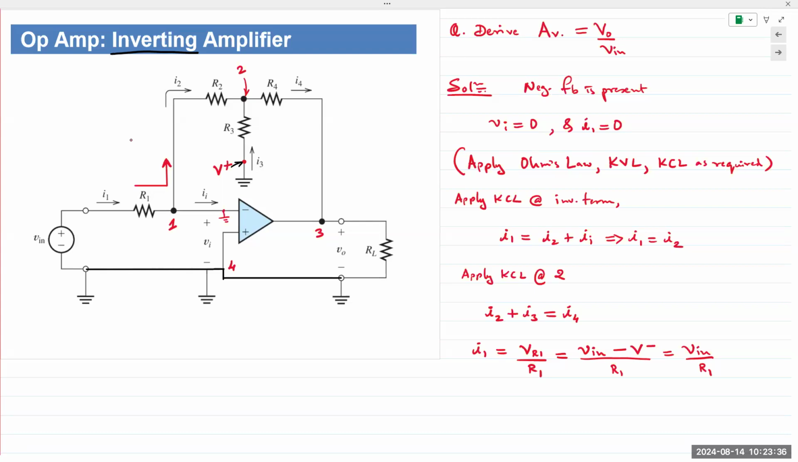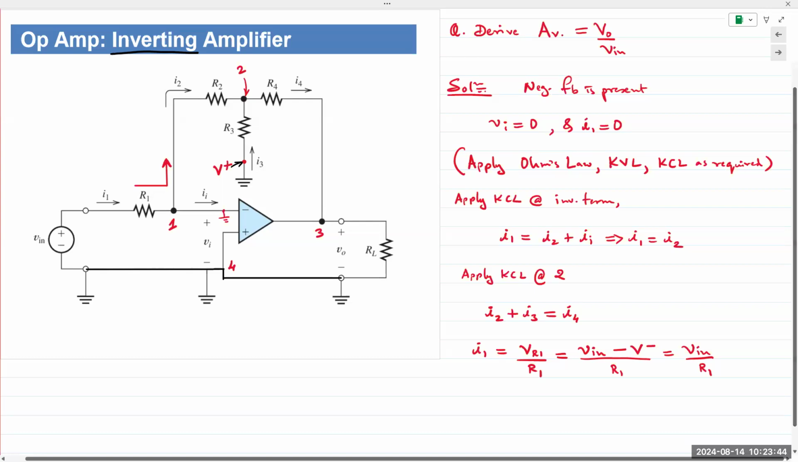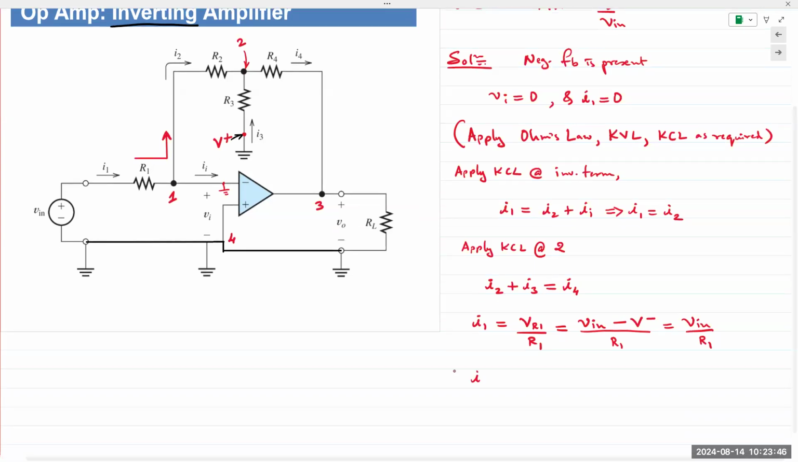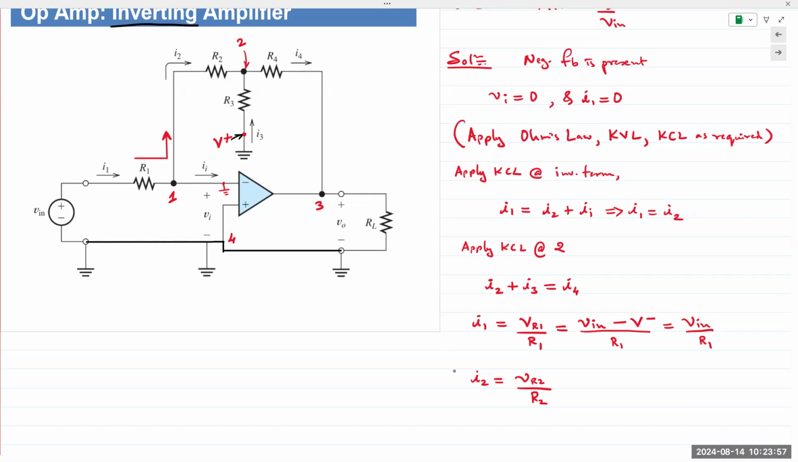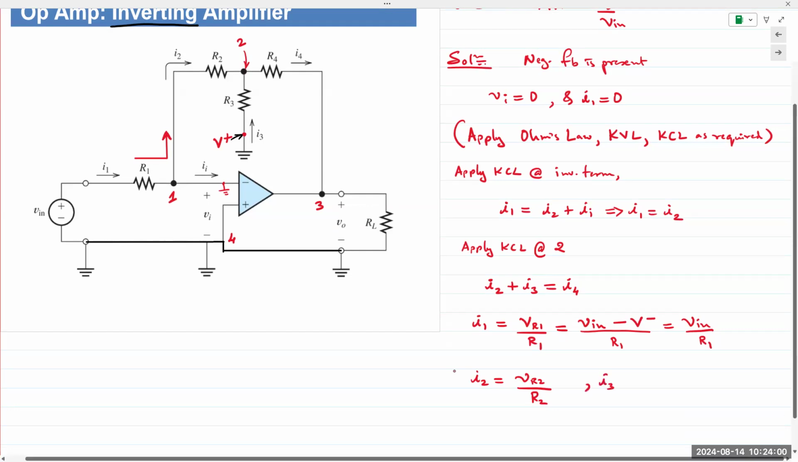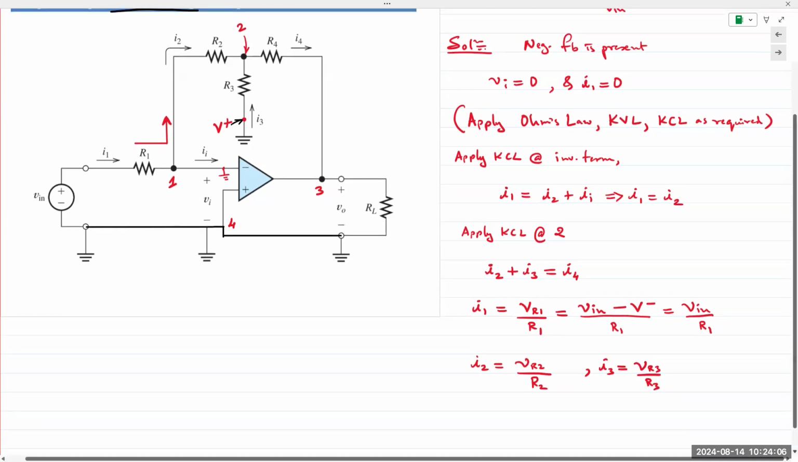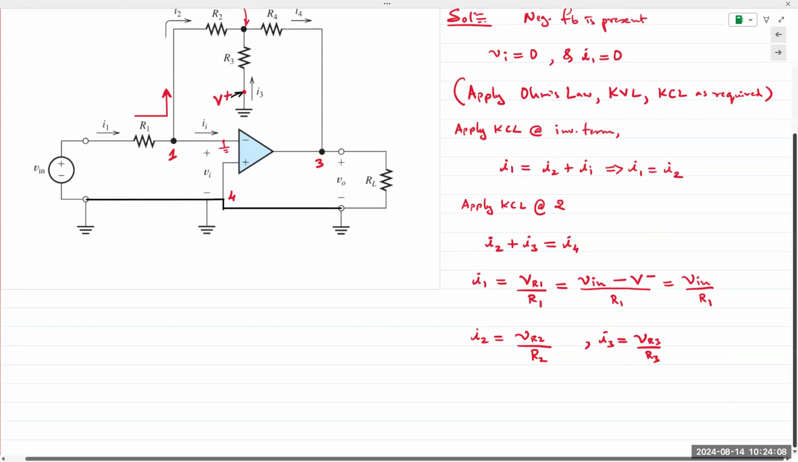Then what can we say about I2? I2 is the same, but in terms of voltages, I can write that I2 is VR2 over R2. And similarly, I can write I3 is VR3 over R3. So now if I want to write an expression for VR2 and VR3, let's look at that loop.